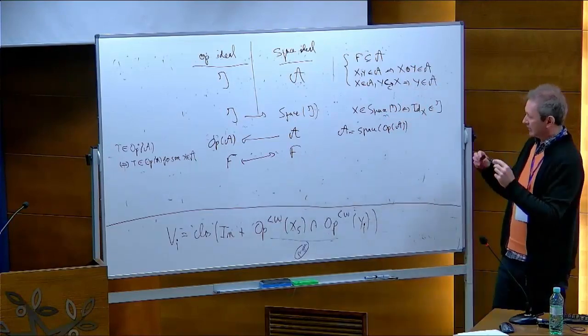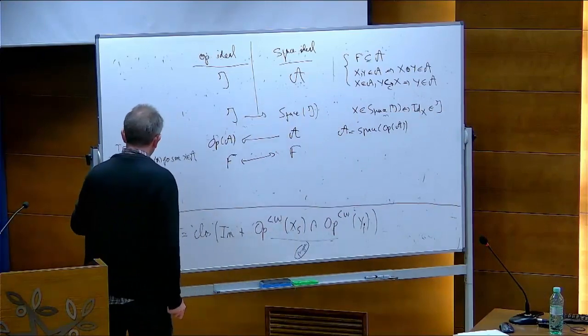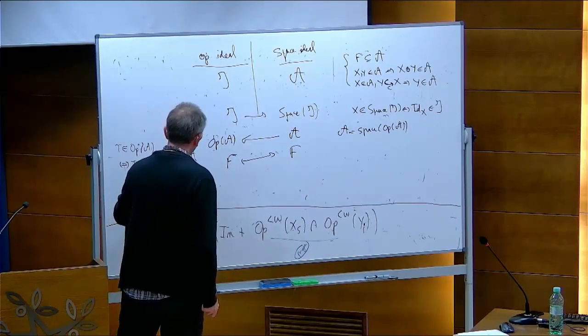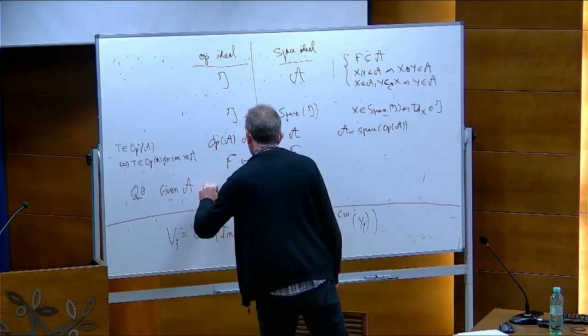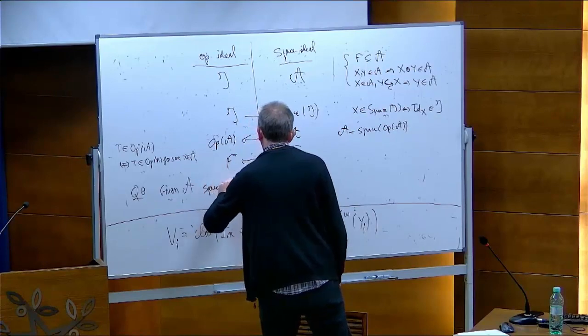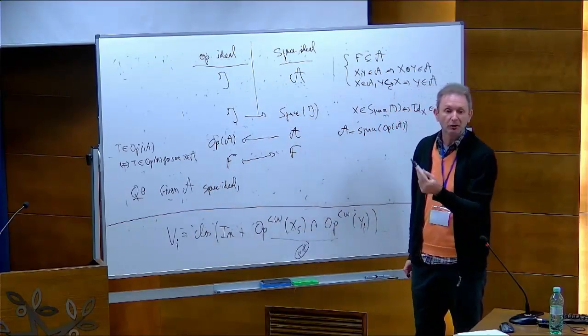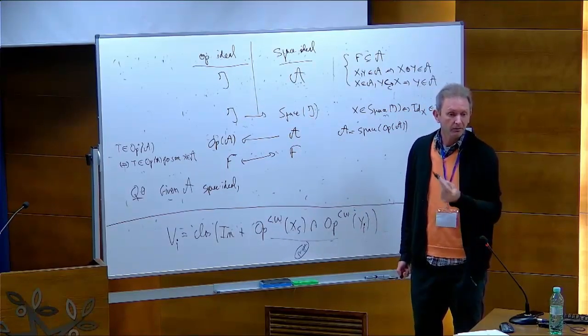Okay, so now the more general question by Pietsch is: given A, of course, a space ideal, you can always write it as the space of some operator ideal E. Is there a maximal, a largest I with this property?